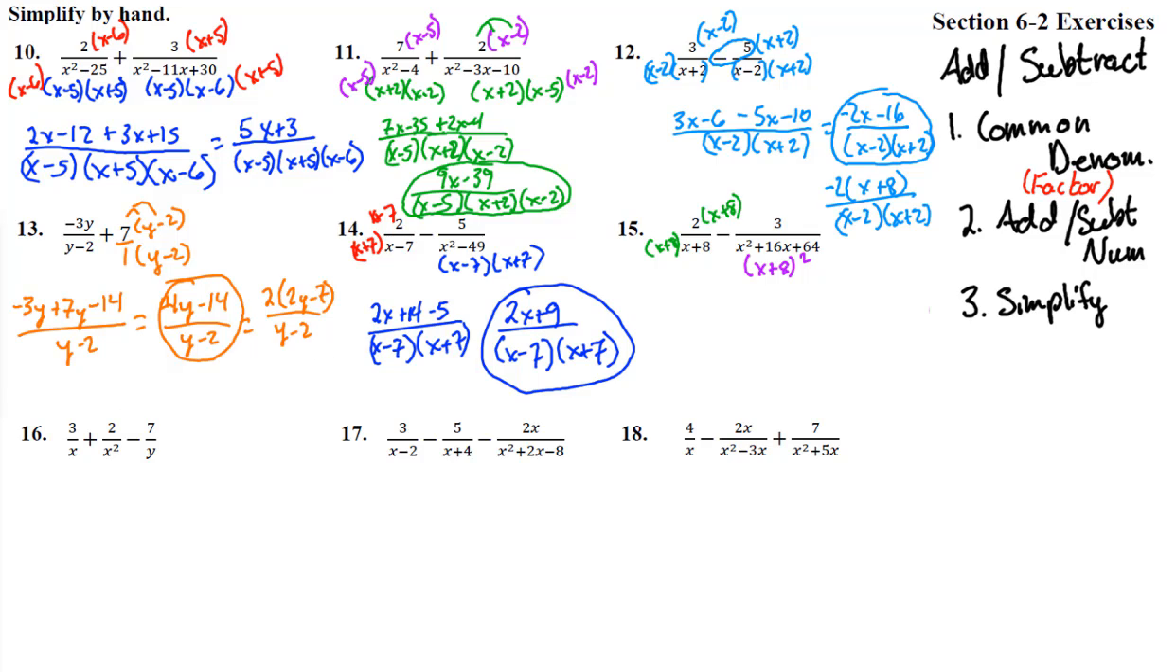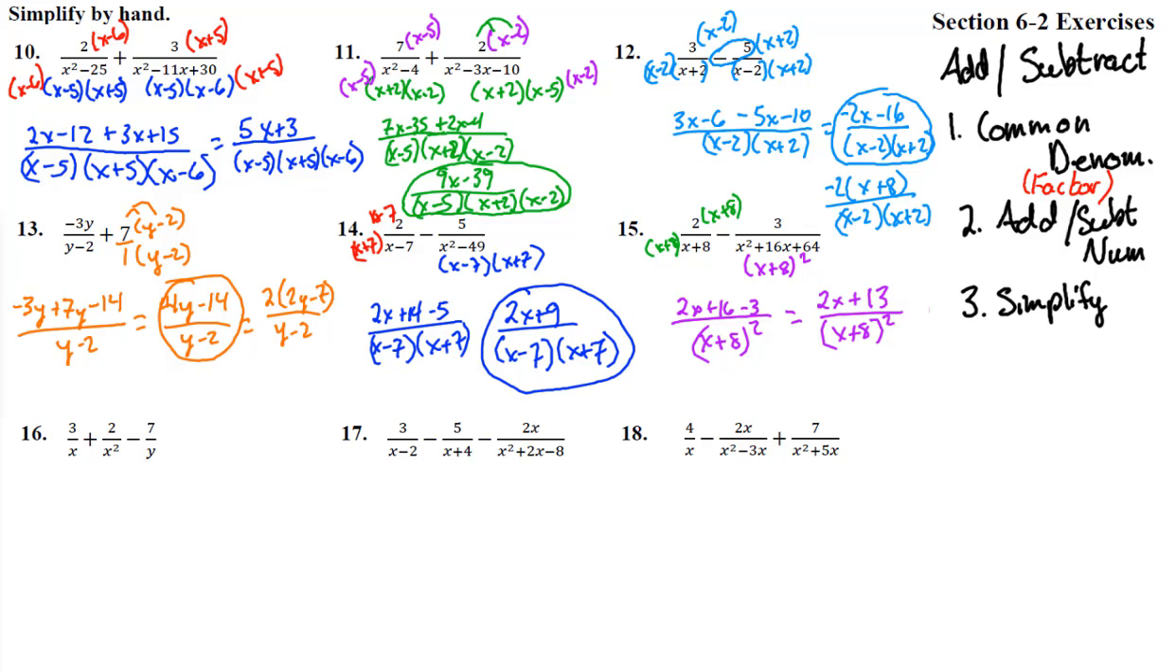And now let's add the numerators. We got the common denominator, so we actually have 2x plus 16 minus 3 all over x plus 8 times x plus 8. And that's going to equal 2x plus 13, I believe. Not 3, 13, over x plus 8 times x plus 8. Not bad. All right, next one.